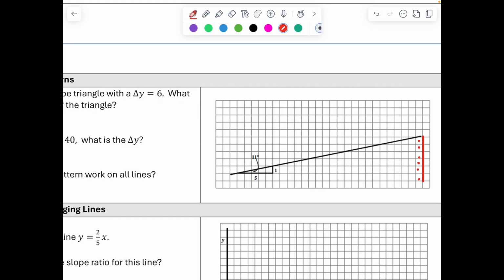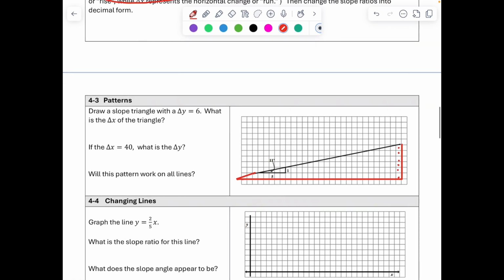Perfect. And they want to know what the change in x would be. So I'm going to go all the way over until I meet my line. We have to extend that a little bit. But that change in x would end up being 30 long.